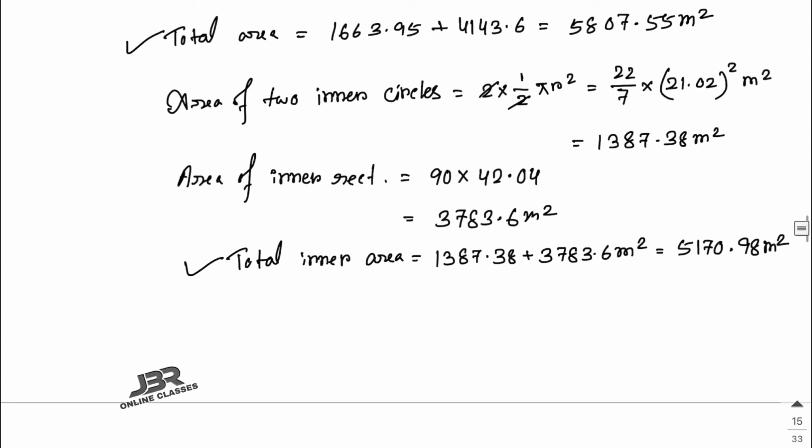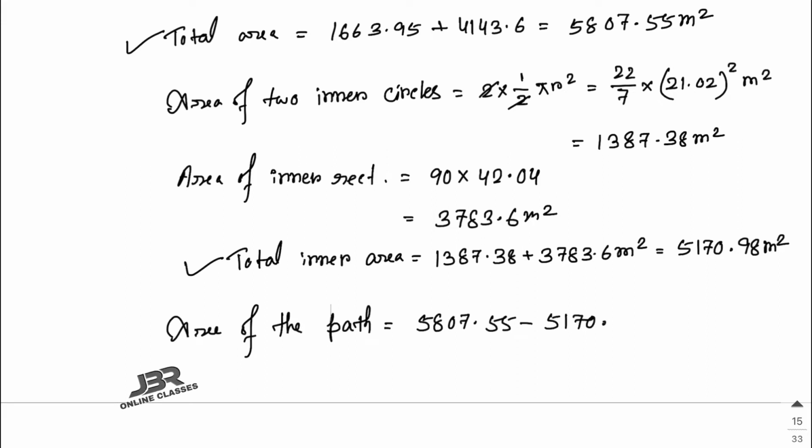So the area of the path, you know the formula, is outer one minus inner one. So 5807.55 minus 5170.98 meter square. That equals 636.7 meter square as your answer.